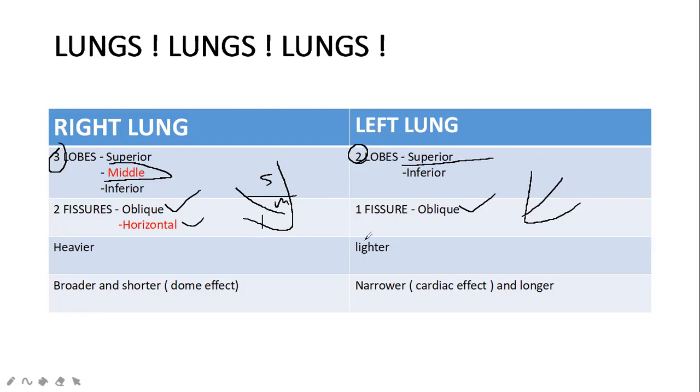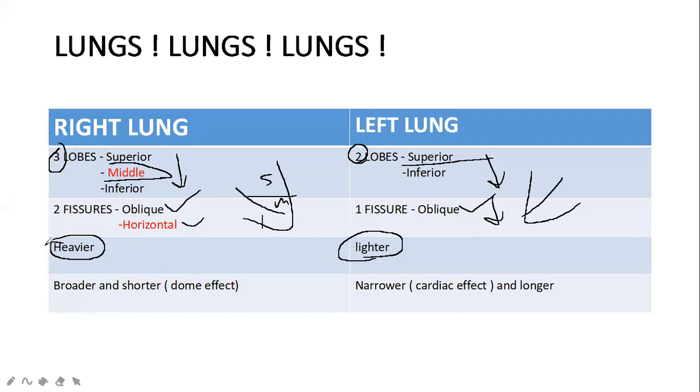Having said that, this one is heavier. Now you understand why. This one is heavier and this one is lighter. So this is all you need for your spot test. This is very, very important for your spot test, especially observing the lobes and observing the fissures. Also for the weight, it might not work in the dissection room, but these features always work in helping you to identify which part of the body this lung comes from.